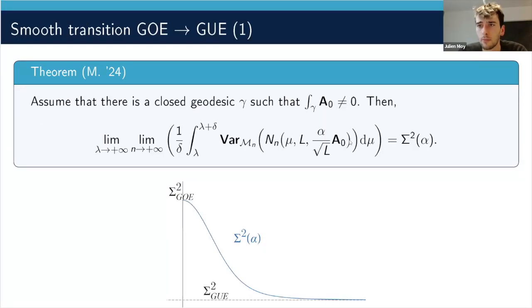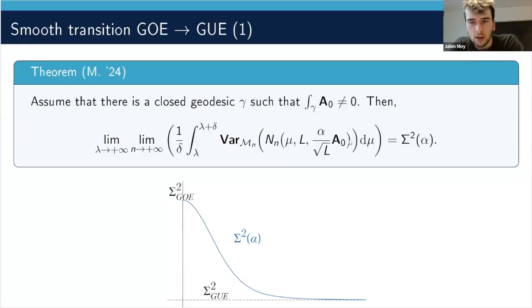And one finds the following. You take the limit of the variance average, again, of the energy, take the limit of high energy, etc. And this can be computed, and one finds some function that is completely explicit, sigma squared, that depends on alpha, that decreases continuously from sigma GOE squared to sigma GUE squared.